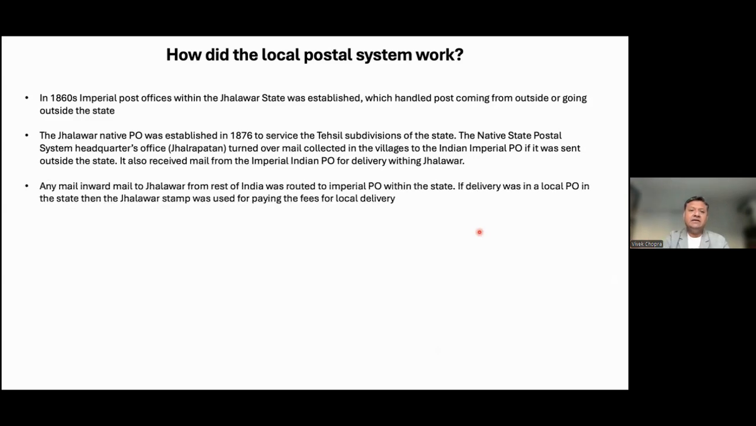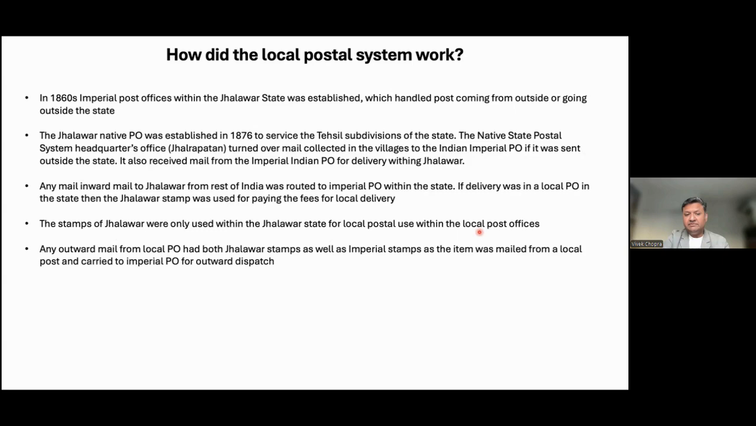So any inward mail onto the Jhalawar state from the rest of India was routed to the imperial post office within the state. If delivery was within a local post office in the state, then the Jhalawar stamp was used for paying the fees for the local delivery. The stamps of Jhalawar were only used within the state for local post offices.